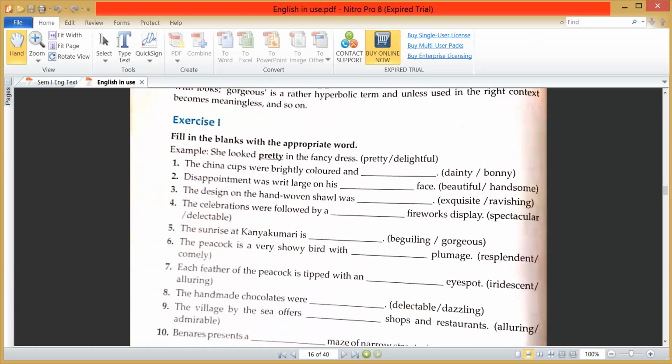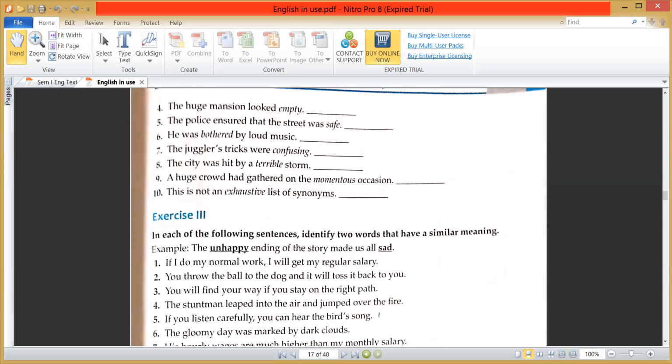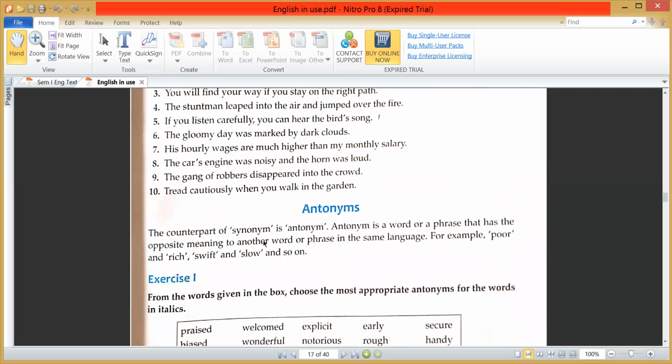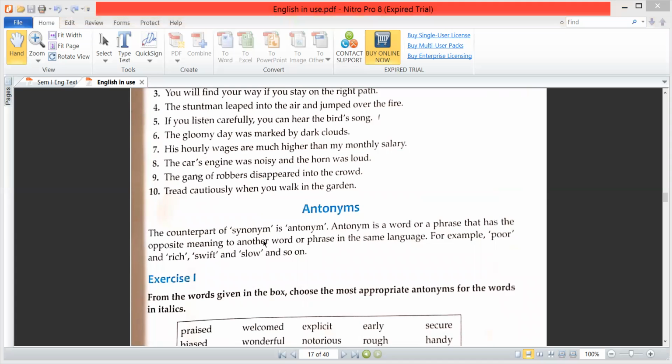Well, when we get back to the other definition, which is antonyms, antonyms are the counterpart or the opposite of synonyms. Okay, so an antonym is a word or a phrase that has the opposite meaning to another word or phrase in the same language. For example, poor, rich, swift, slow, etc. We have several examples: high, low, rich, poor, cold, hot, etc. Many opposites are there. The literal word for antonyms is opposite. Okay, so we need to remember these things.